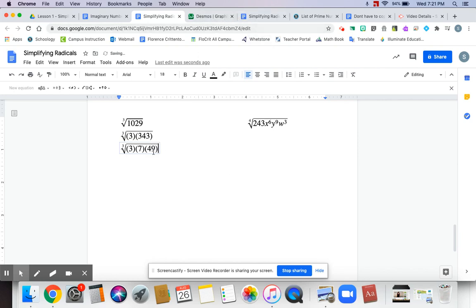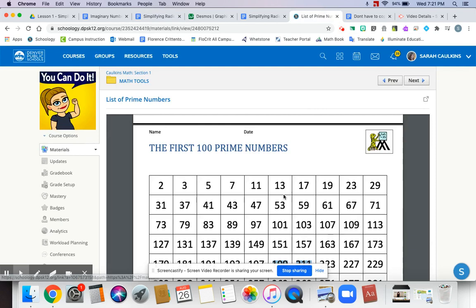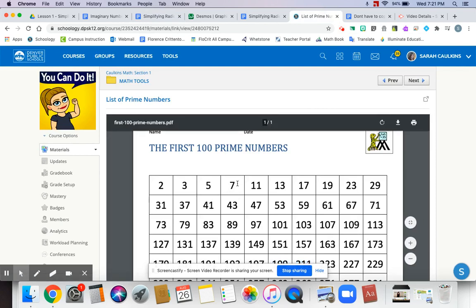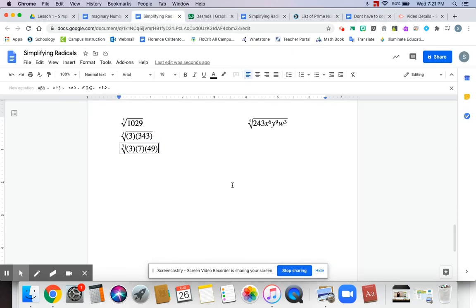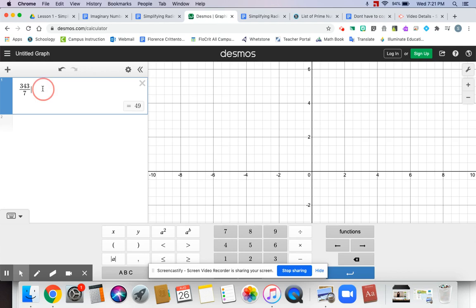So now, can 7 split apart more? No, look, it's one of my prime numbers, so it actually does not split apart anymore. But 49 is not on this list, so I can split apart 49. Let's figure out how.